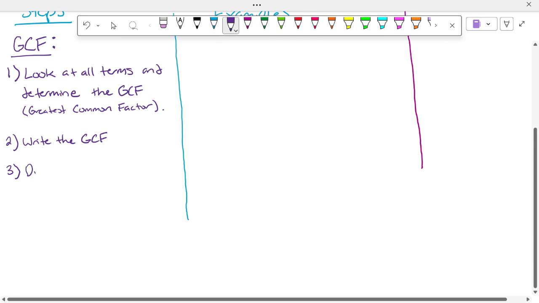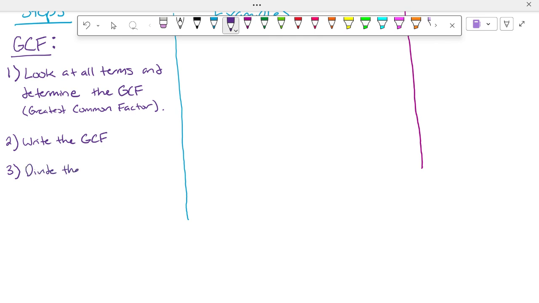And then divide the GCF out of each term and put the quotient inside of the parentheses.